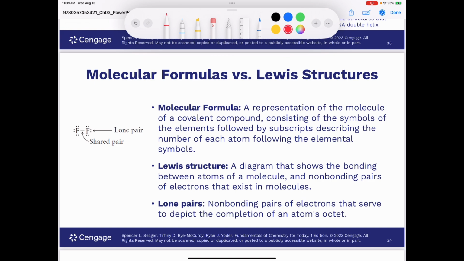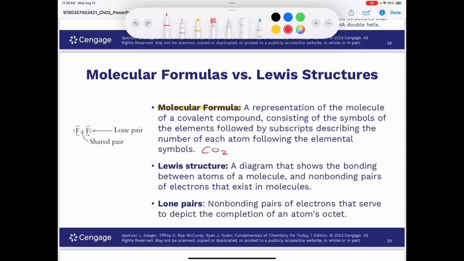Now, what about molecular formulas and Lewis structures? So let's unpack this here. A molecular formula is a representation of the molecule of a covalent compound consisting of the symbols of the elements followed by subscripts describing the number of each atom following the elemental symbols. We can go right back to the previous slide and use an example like CO2. There's no subscript next to the carbon, so it implies there's only one carbon, but there's two oxygens in CO2.